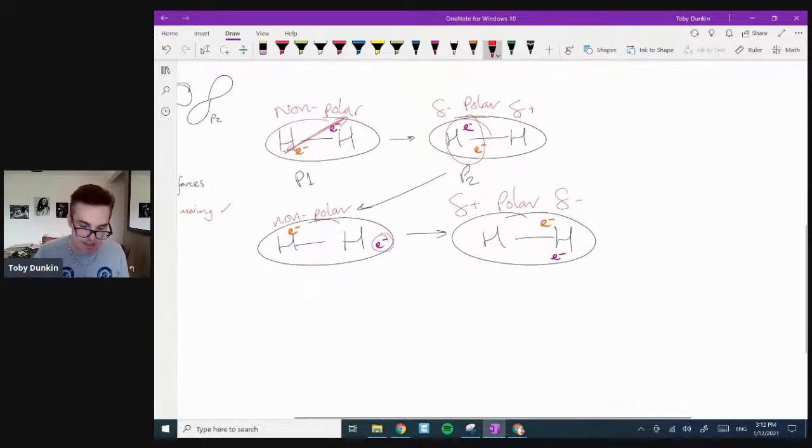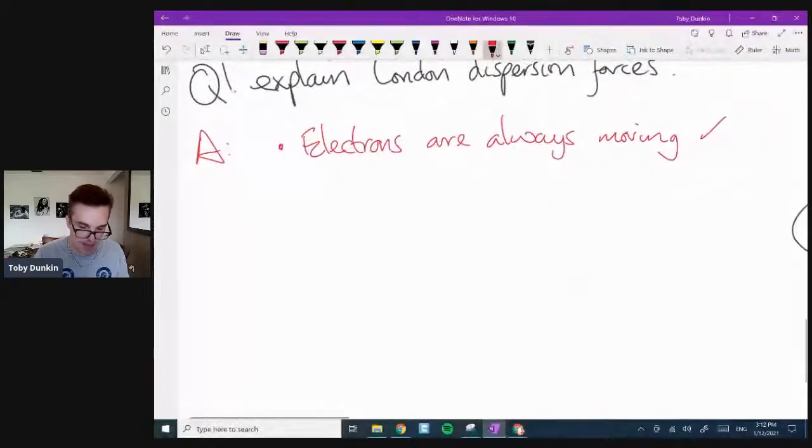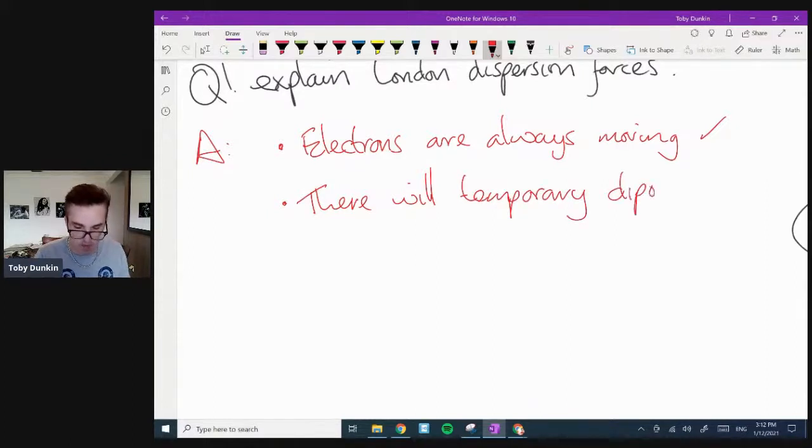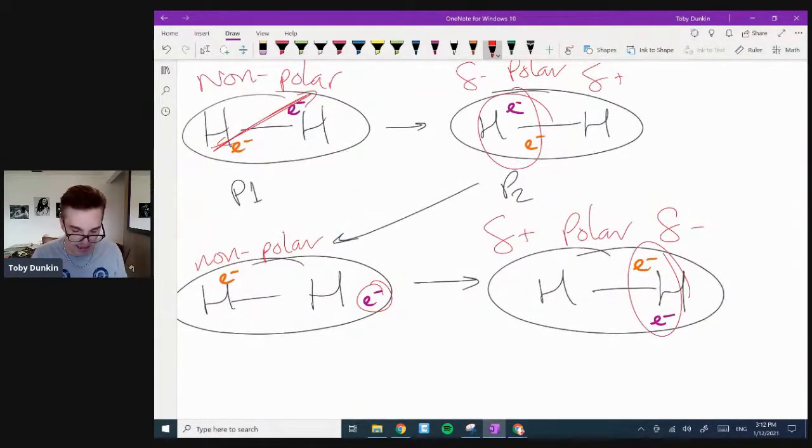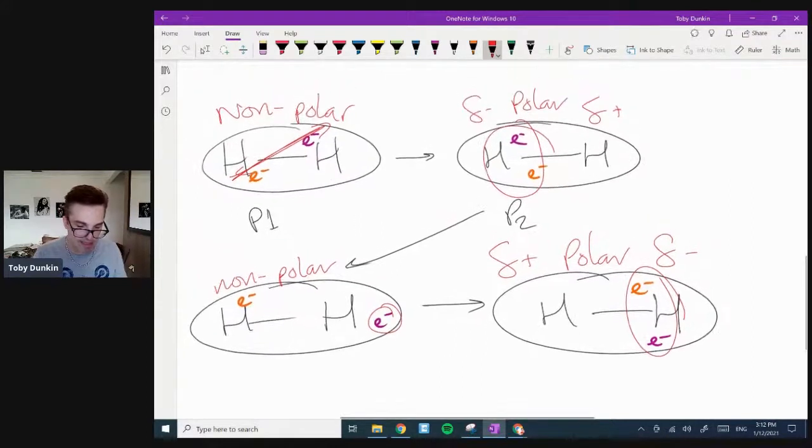What this means is because the electrons move, this is the second bullet point, number 2. The electrons are always moving, so there will be temporary dipoles. You don't need to explain why. When the electrons happen to be on a similar side, we're going to see a polarity.